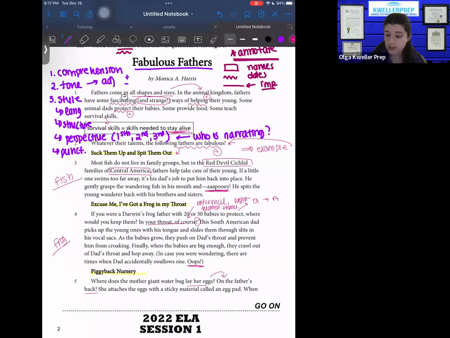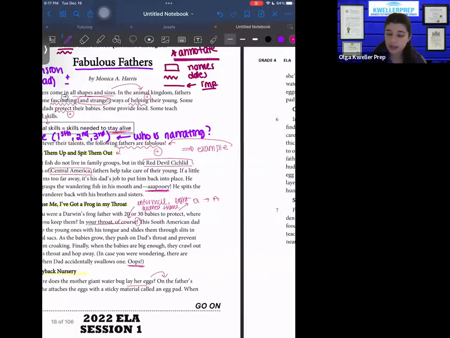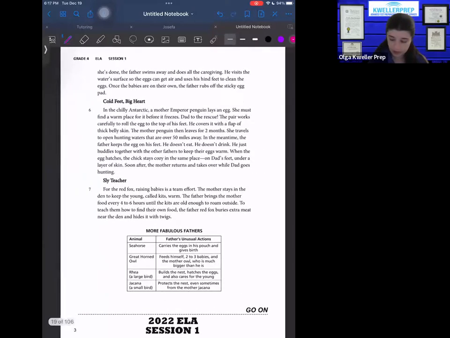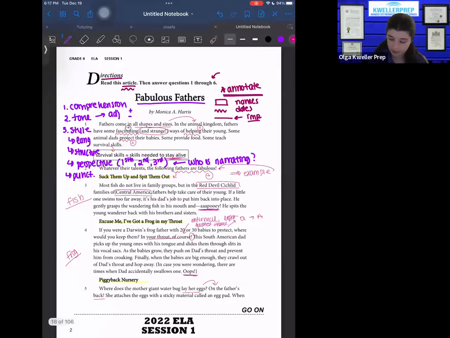She attaches the eggs with a sticky material called an egg pad. When she's done, the father swims away and does all the caregiving. He visits the water surface so the eggs can get air and uses his hind feet to clean the eggs. Once the babies are on their own, the father rubs off the sticky egg pad. So this is water bug.